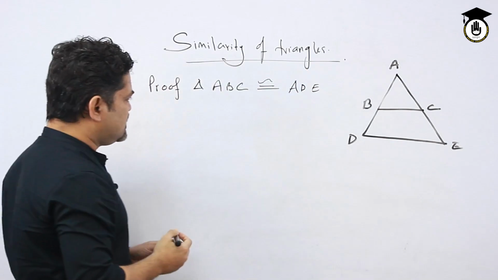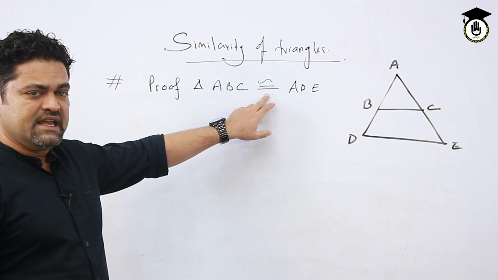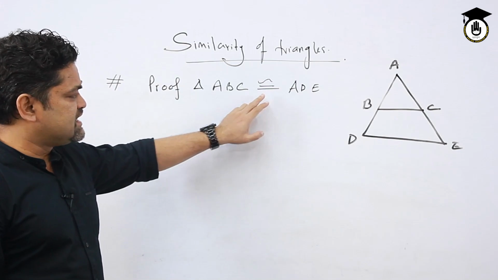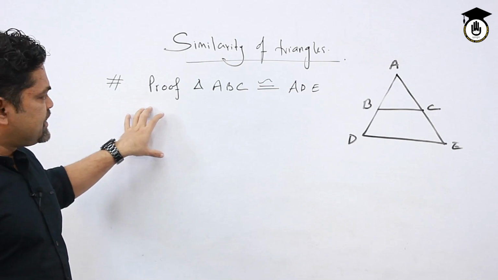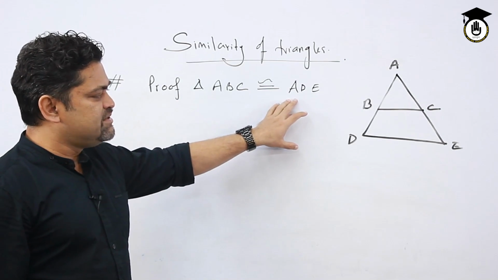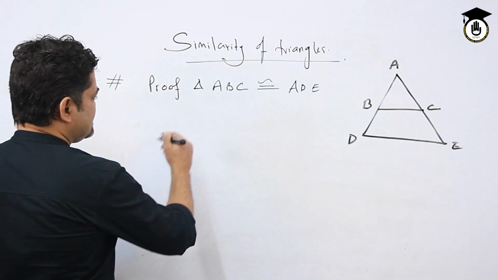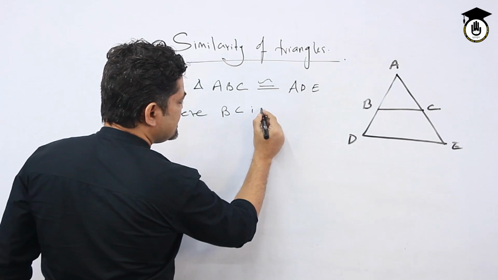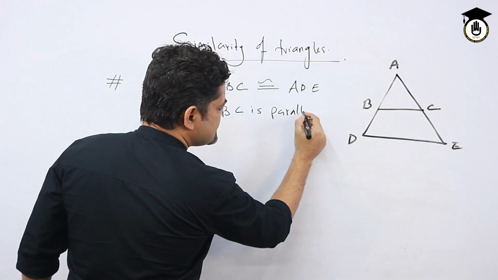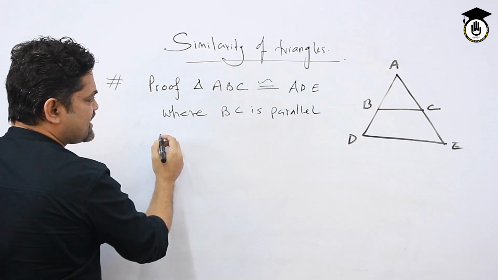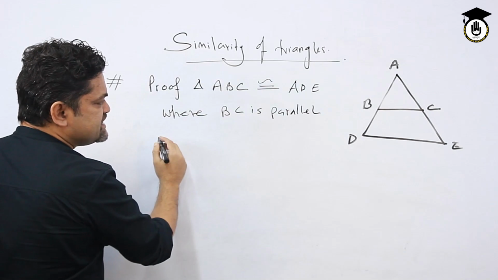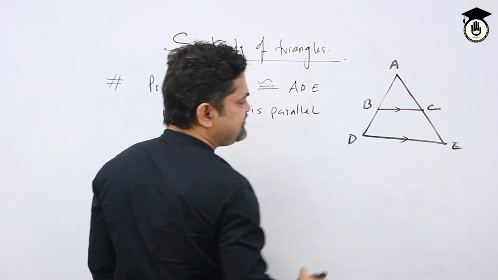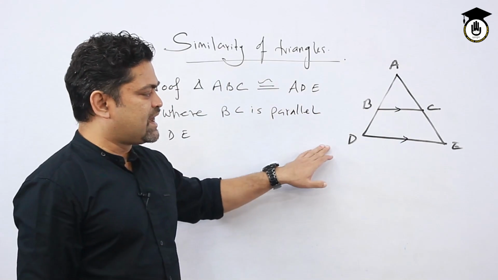So here students understand two things about the similarity sign, the two equal angles and one similarity sign I am giving. Okay, so this is the similarity sign. Here they ask me to prove that triangle ABC is similar to triangle ADE, where BC is parallel, as I discussed in my previous lecture about parallel lines. So here it comes, where BC is parallel to DE. So this is the sign. Okay, so it's given that BC is parallel to DE.